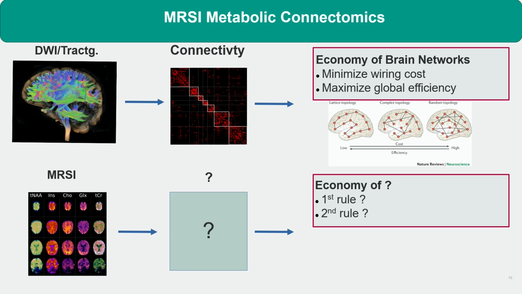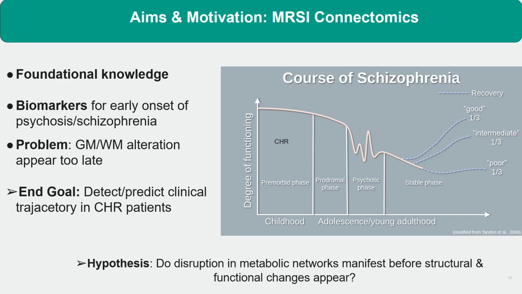If we only wire neighboring regions, we're getting high clustering coefficients. So one way to connect them, we're getting a maximized global efficiency, with very sparse long-range connections. And I was wondering whether we could formalize this economy of brain networks also in the metabolic case.